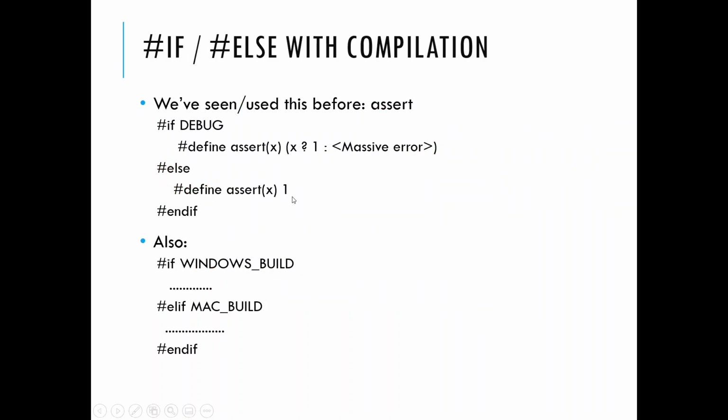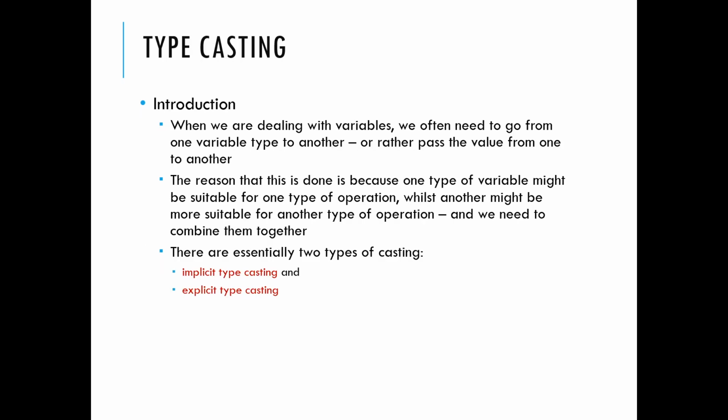Here's actually what happens with an assert. If I'm in debug mode, I define assert(x) to be: if x is equal to 1, do nothing, otherwise cause some kind of massive error, like an error statement. Otherwise, assert(x) is just the value 1. I'm just going to put a 1 sitting around in the middle of nowhere. That's all it's going to do. I can do a Windows build and a Mac build as well. They're extremely useful when you're actually building large systems.